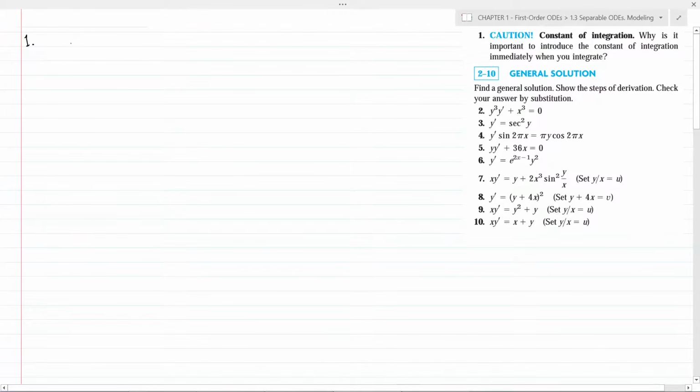Problem 1. Constant of integration. Why is it important to introduce the constant of integration immediately when you integrate? Let us take an example. y dash is equal to y. Now this ODE can be written as dy by y is equal to dx, and we integrate both sides.